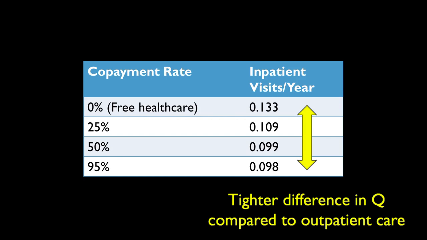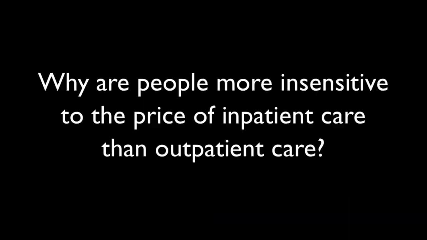So in other words, the steepness of the demand curve varies between outpatient care and inpatient care, and it's steeper in the world of inpatient care than it is in the world of outpatient care. So this begs the question, why are people more insensitive to the price of inpatient care than they are to the price of outpatient care?